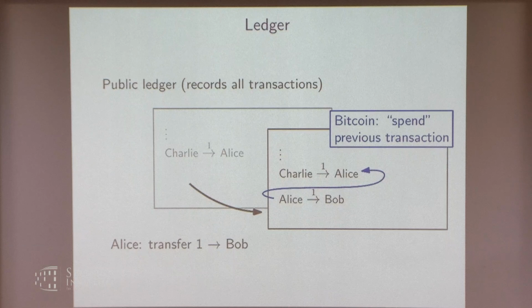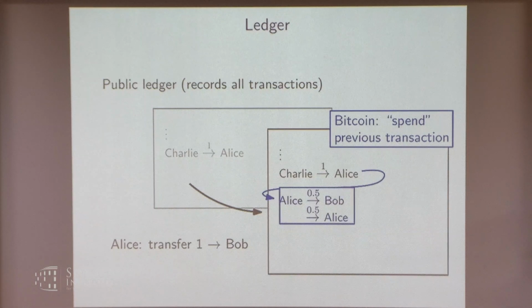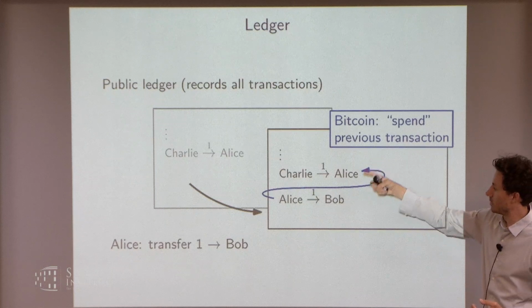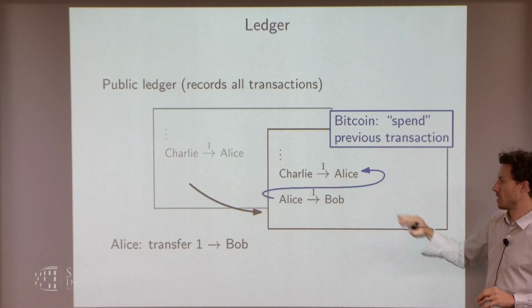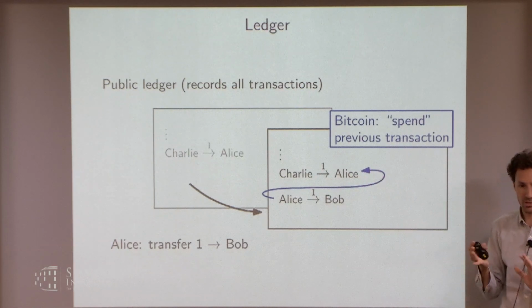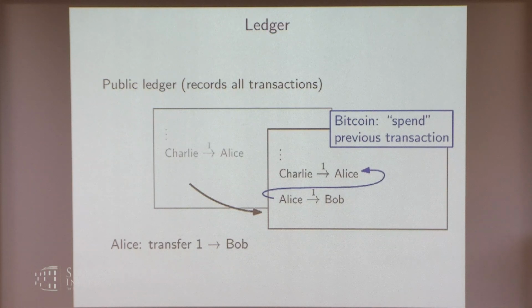So if you want to spend something, you reference the transaction where you've received that something. But what happens if Alice does not want to? So if Alice has a Bitcoin and she only wants to spend half of it to Bob, then the way Bitcoin works, you always have to basically consume the whole transaction, because that makes handling double spending easier, because then you can just say whether a transaction has been consumed or not.